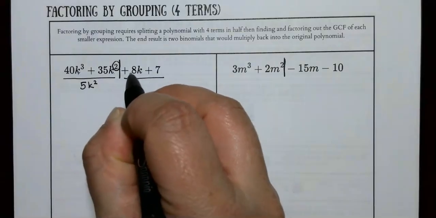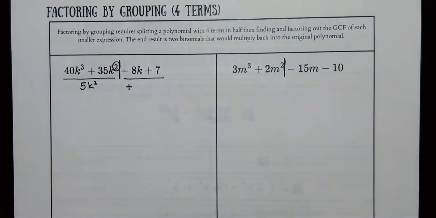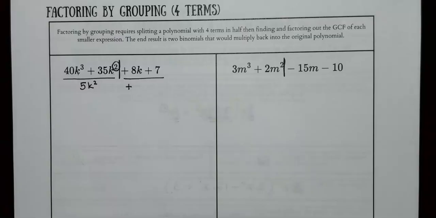I'm going to take whatever this sign is right here, and I'm going to put it right here. Okay, so this one is a negative. I'm going to drop down the negative. This is going to help us here in a little bit, and I'm going to tell you why it's really important.